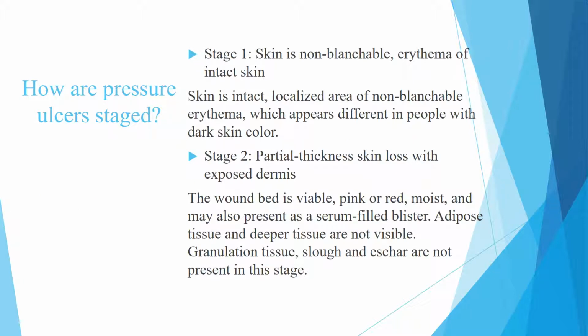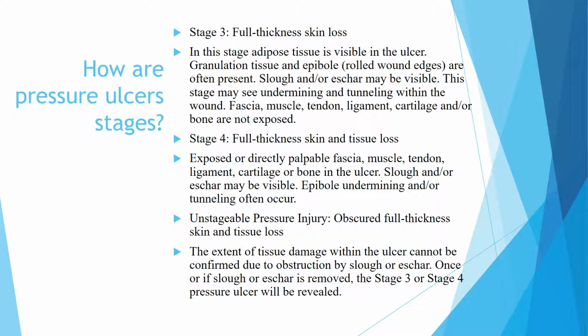Pressure ulcers are staged in 4 stages. Stage 1 is intact skin. It's a localized area of non-blanchable erythema, and it appears different in people that have a darker skin tone. Stage 2, it's when the wound bed is viable, pink or red, moist, and it may also have a serum-filled blister. Adipose tissue and deeper tissue are not visible. Granulation tissue, slough, and eschar are not present in this stage.